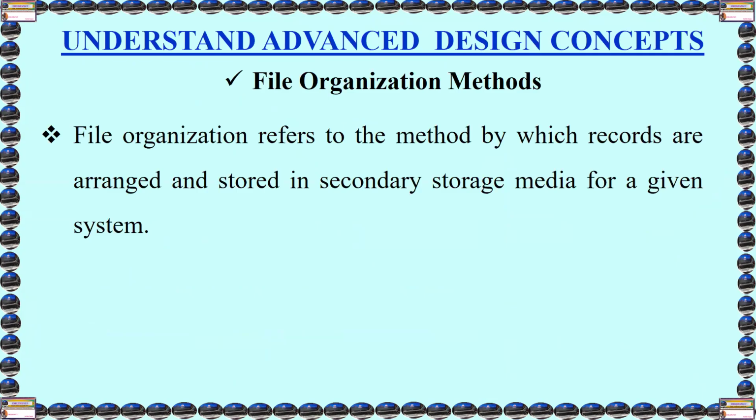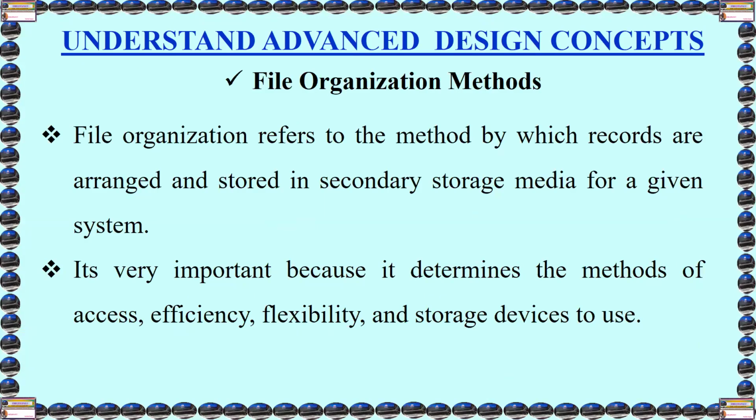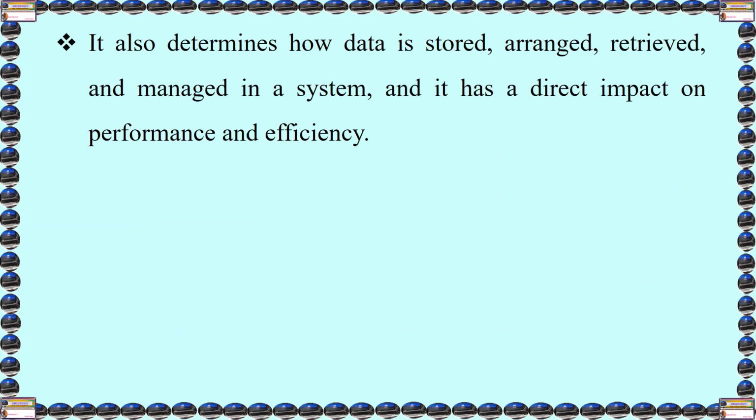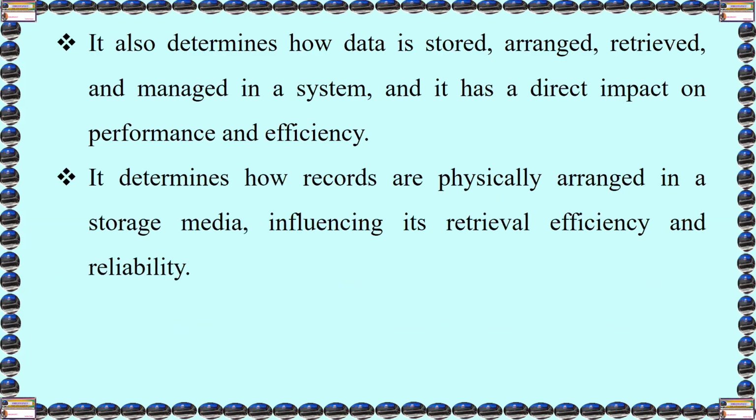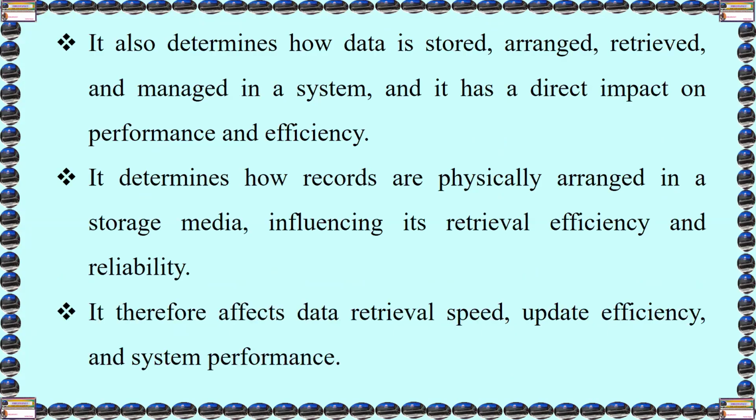File organization refers to the method by which records are arranged and stored in secondary storage media for a given system. It is very important because it determines the methods of access, efficiency, flexibility, and storage devices that the user is going to use. It also determines how data is stored, arranged, retrieved, and managed in a system, and it has a direct impact on performance and efficiency. It determines how records are physically arranged in a storage media, influencing its retrieval efficiency and reliability.